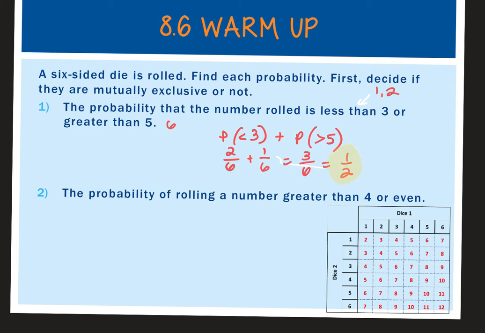Okay. Number 2 says the probability of rolling a number greater than 4 or even. So can a number be greater than 4 and also even? Yes, so this is not mutually exclusive. So we find the probability that it's greater than 4 plus the probability that it's even, and we subtract from it the probability that it is both greater than 4 and even. How did you know we could do that? Because they're not mutually exclusive. So when you see the word or in your word problem, you have to figure out if it's mutually exclusive or not.